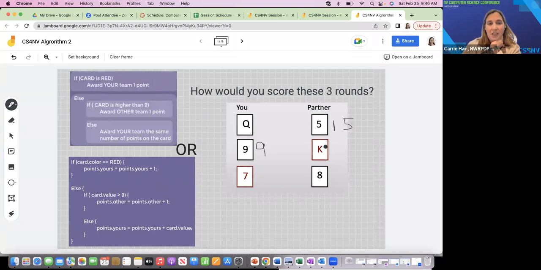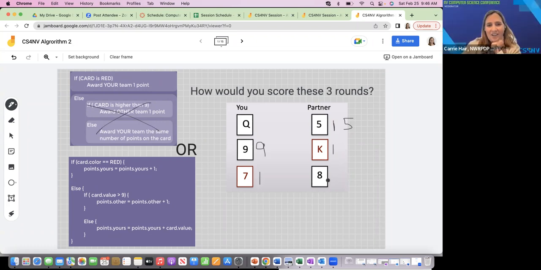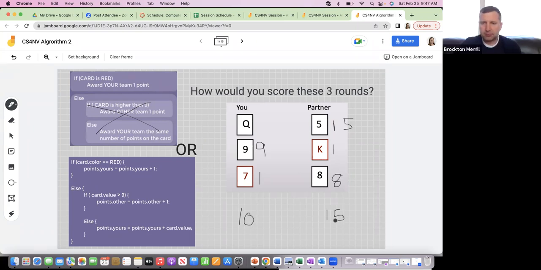Okay, so then we go over to the king. Is your card red? Yes. So we're going to go ahead and give myself a point. We never go down to the else. This is off the table once we've awarded that point, that if statement. Okay, so then down here, this is 1. And is this card greater than 9? No. So then this person gets 8 points. So I guess when we do all the addition, you got 10 points, and 6, 7, 15 points. So your partner won, 10 to 15. What do you think about this?